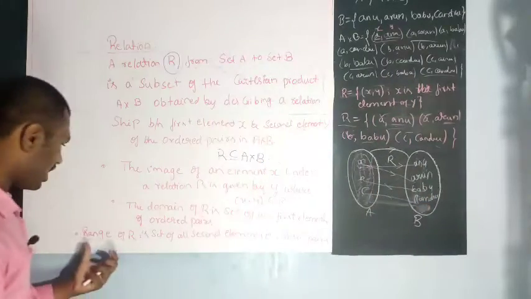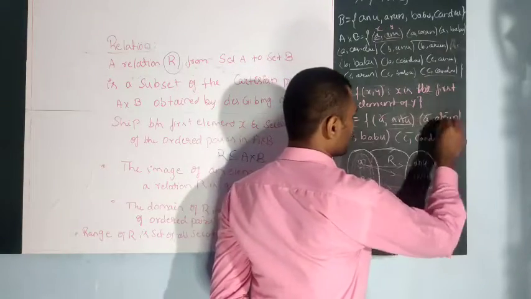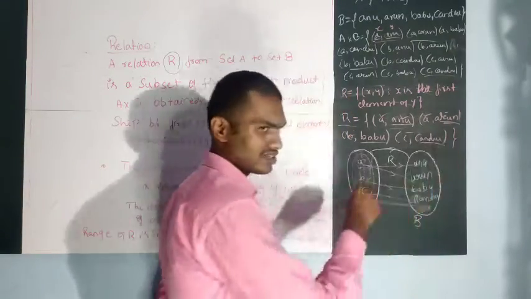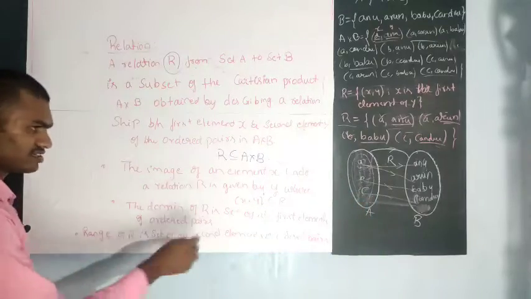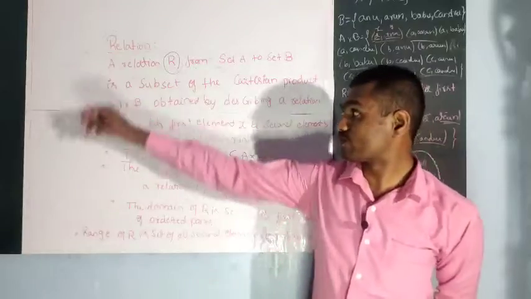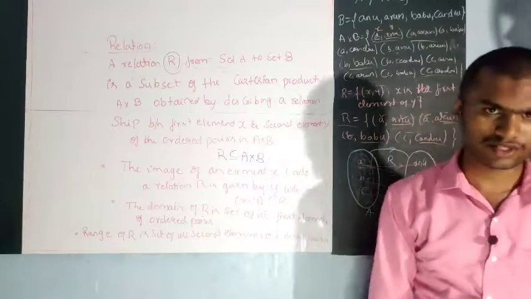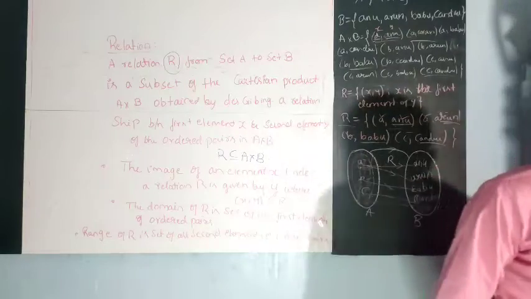Now, what is range? Range means the set of all second elements. Anu, Arun, Babu, Chandru, these are the second elements, right? So these are the range for that. I think you have understood what is relation, what is image, domain, codomain and range. So we will jump into some examples now.